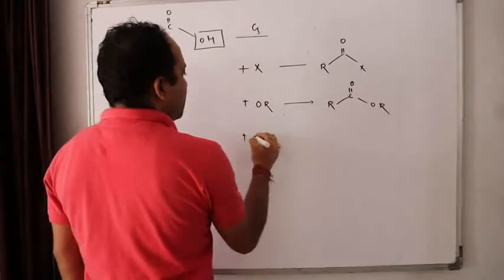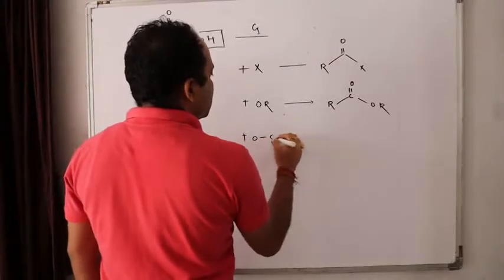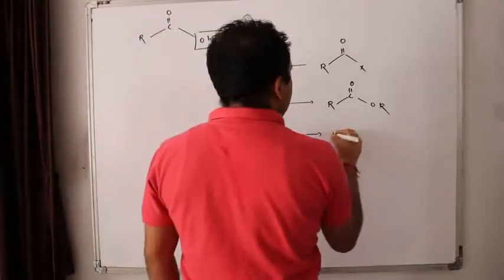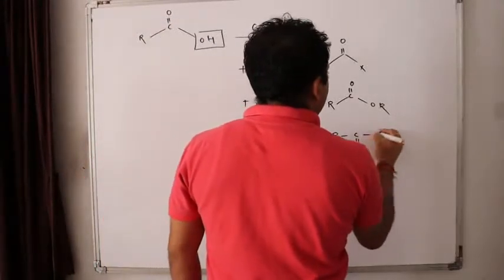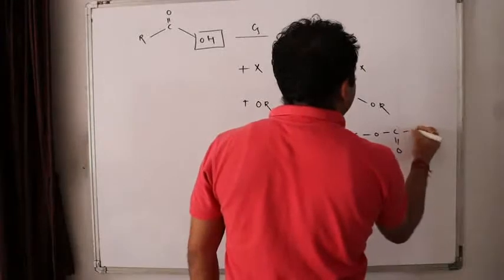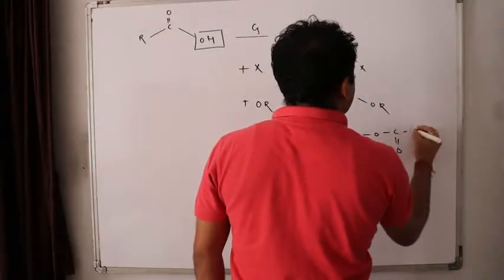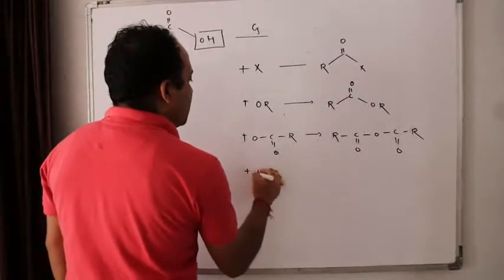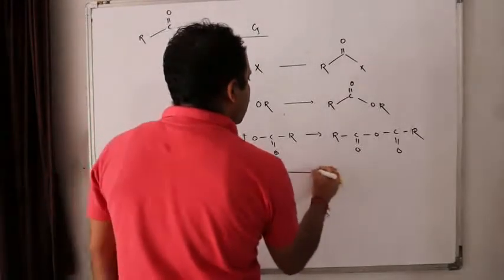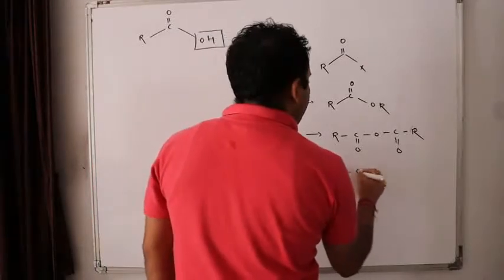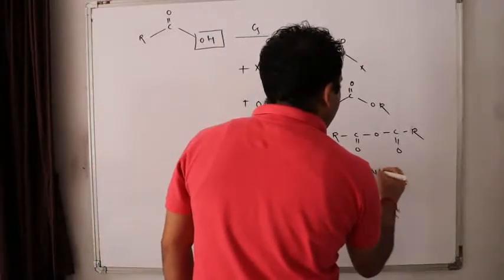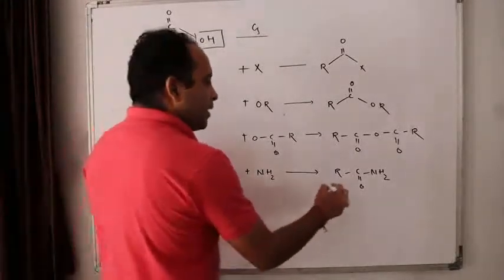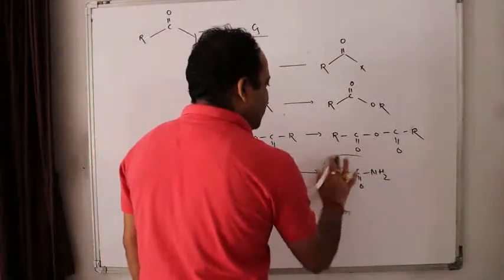This G may be OC double bond O R, which will give rise to anhydrides. Okay. This G may be NH2, which will give rise to acid amides. Remember, these are called acid amides.